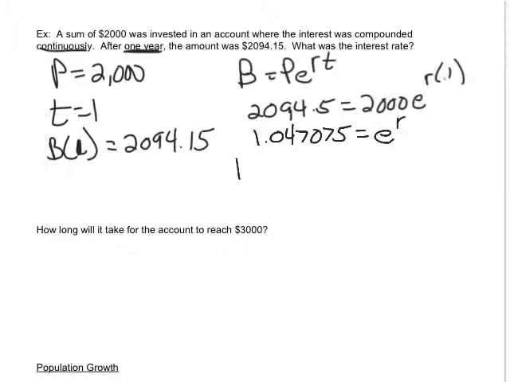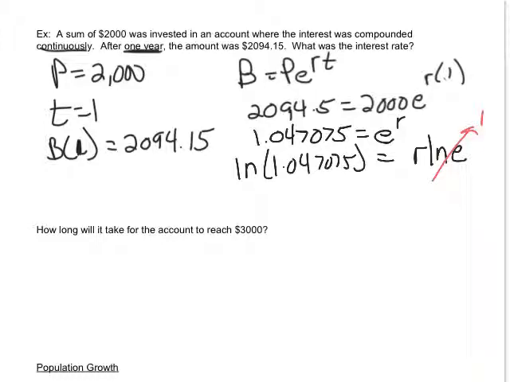Since it's a base of e, I want to take the natural log, and that turns into r times the natural log of e. I always do that. I make an h instead of an ln. I don't know why. For years I've done that. Okay. We know that the natural log of e is equal to 1, so here's my rate. It's the natural log of those two numbers divided by each other.